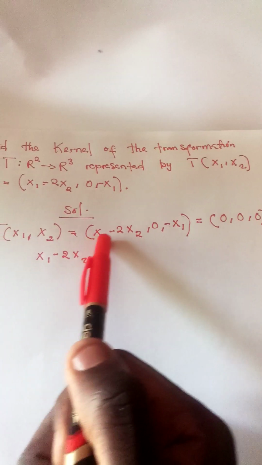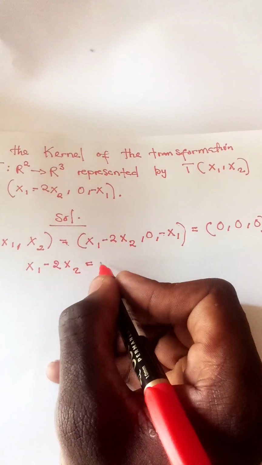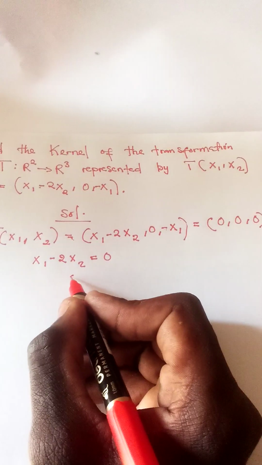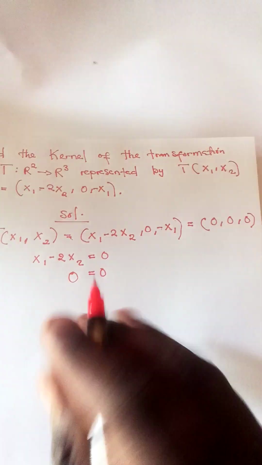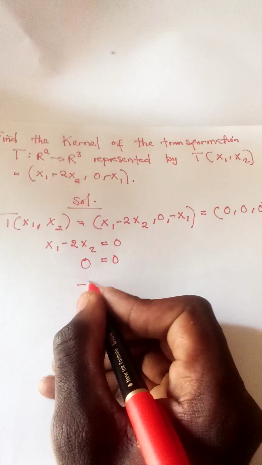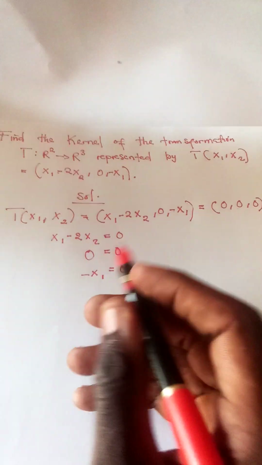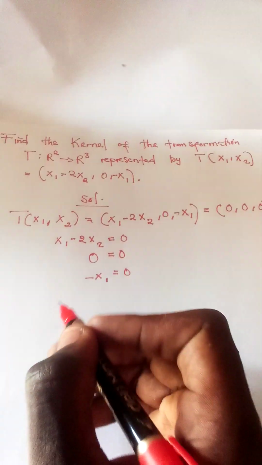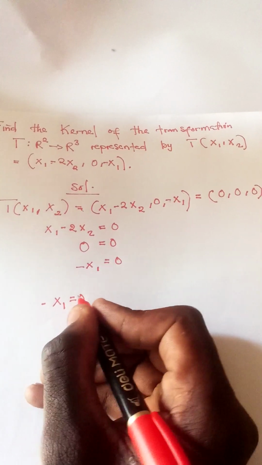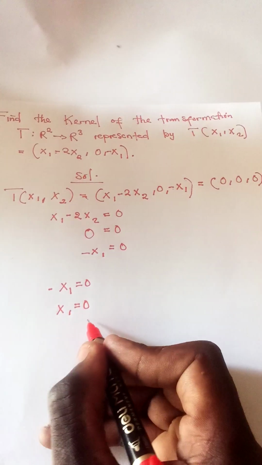Then from there we arrange to say x1 minus 2x2, this part here should be equal to this first 0. Again, this 0 should be equal to the second part. Then the last part, negative x1, should be equal to what? Also 0. Then from there, you are just finding the value of x. So negative x1 equals 0. When you divide throughout by the negative, we have x1 equals 0.